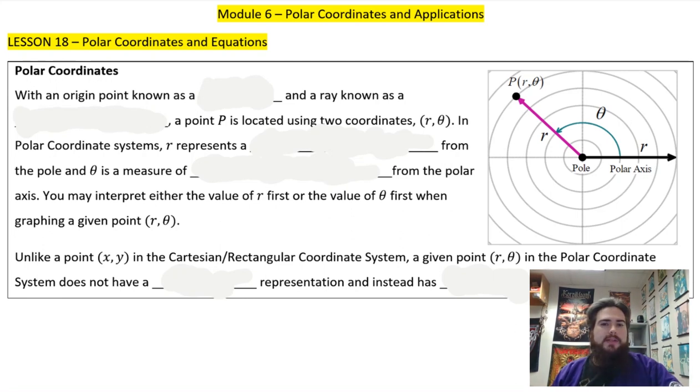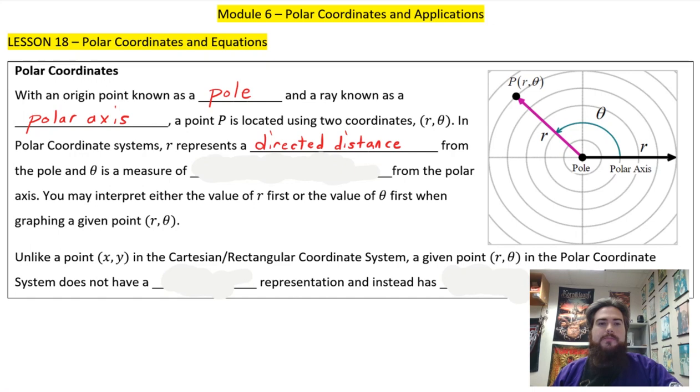With an origin point, known as a pole, and a ray, known as a polar axis, a point P is located using two coordinates, r and theta. In the polar coordinate system, r represents a directed distance from the pole, and theta is a measure of standard rotation from the polar axis. You may interpret either the value of r first or the value of theta first when graphing a given point (r, theta).